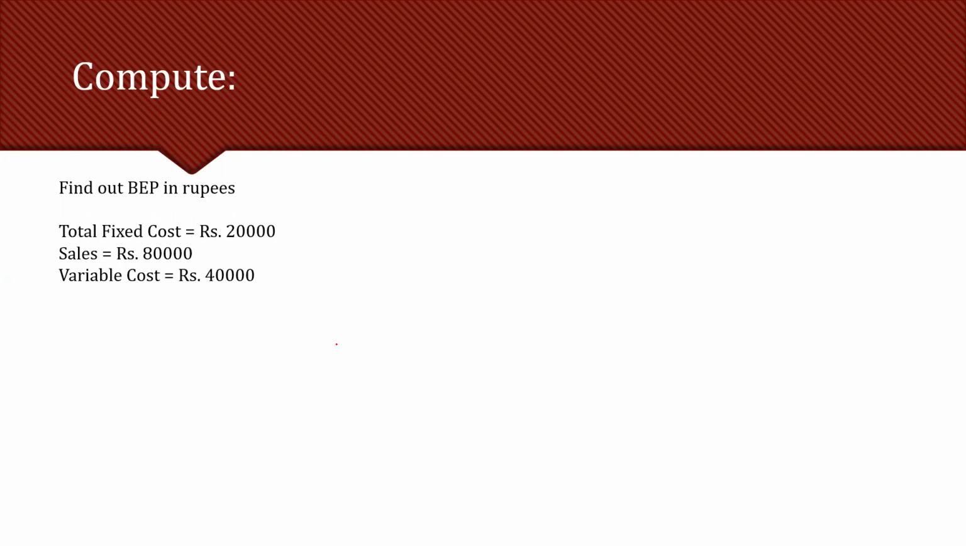So before jumping to break-even point, the mandatory items. First one, what is that? Contribution. Sales minus variable cost. How much? 80,000 minus 40,000. 40,000 is the contribution.